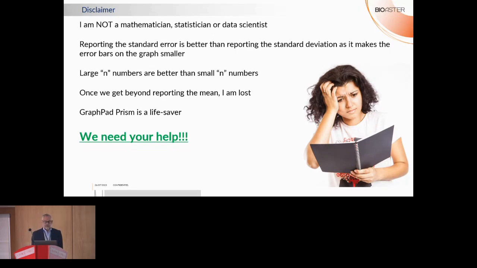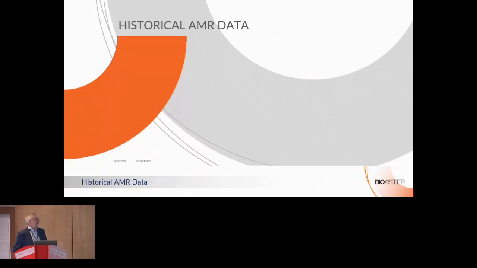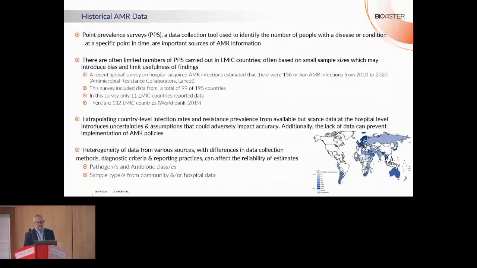So back to the historical AMR data. The best historical AMR data tends to come from point prevalence surveys. This data collection tool is used to identify the number of people with a disease or condition at a specific point in time. These are vitally important sources of AMR information. However, they are still flawed. There's a very limited number of point prevalence surveys carried out in LMIC countries. They're often based on small sample sizes, which can introduce bias and limit the usefulness of findings.